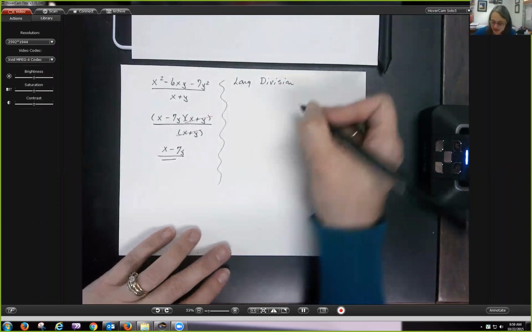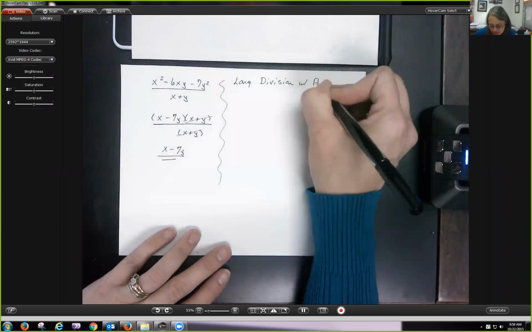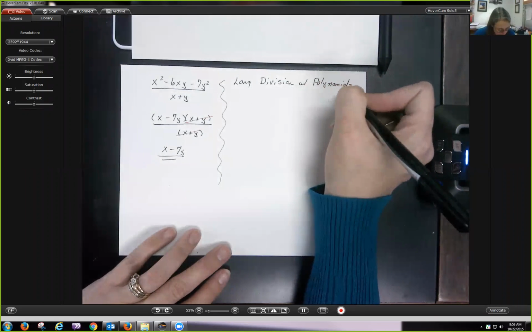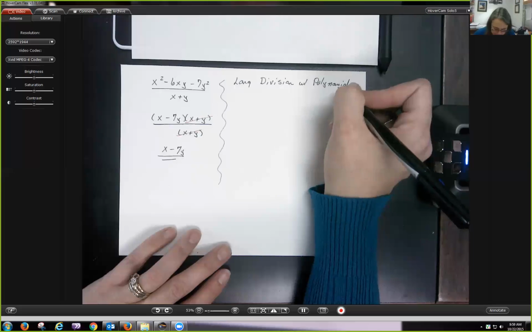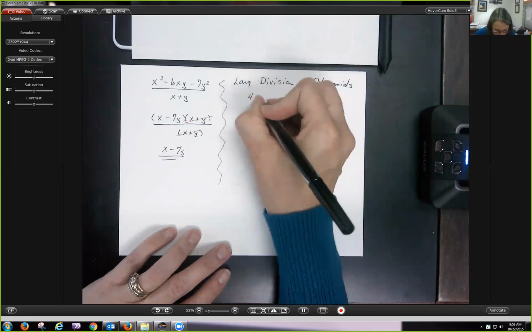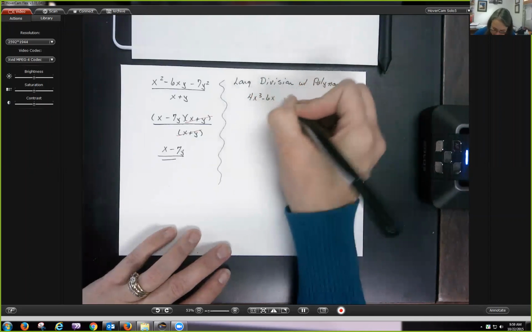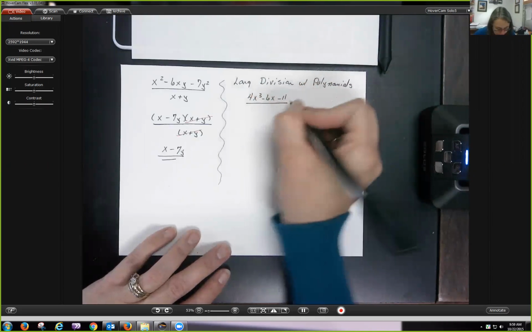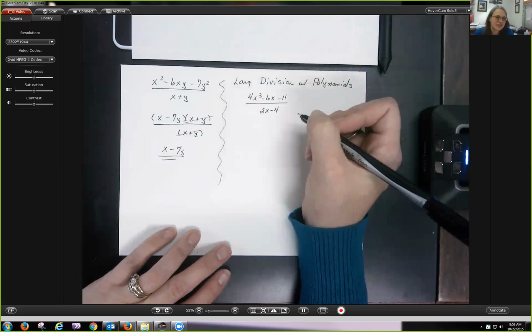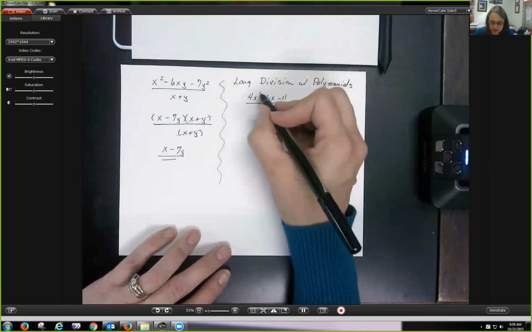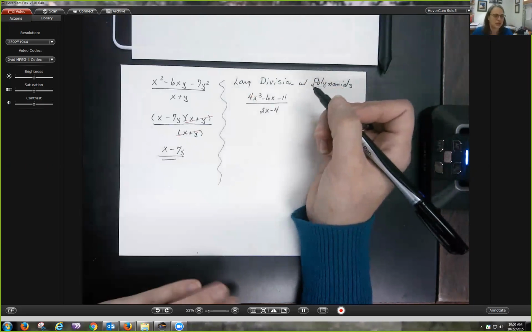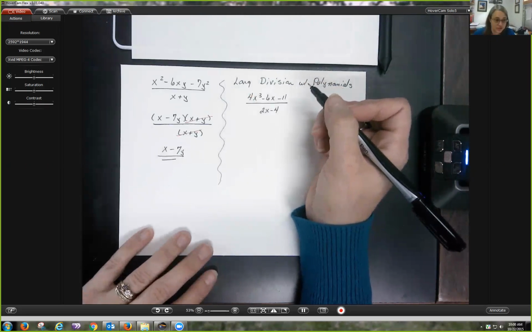Let's talk about how to do this with polynomials. And let's start with one that we can't factor. So we've got 4x to the third minus 6x minus 11 all over 2x minus 4. We can't factor that numerator. It's a cubic, and it only has 3 terms, so factoring by grouping is not an option. So we have no choice but to just do the division.